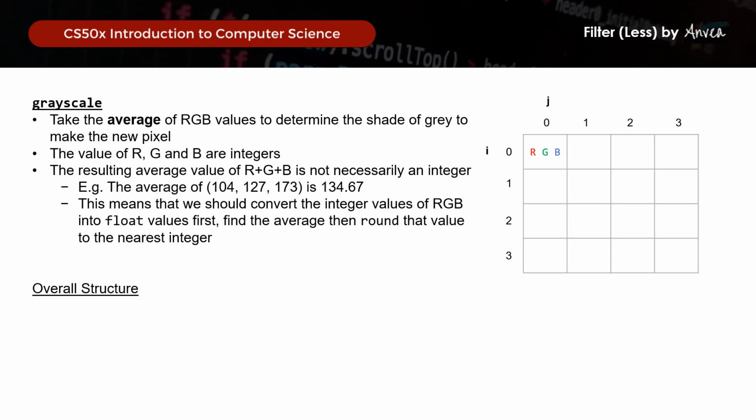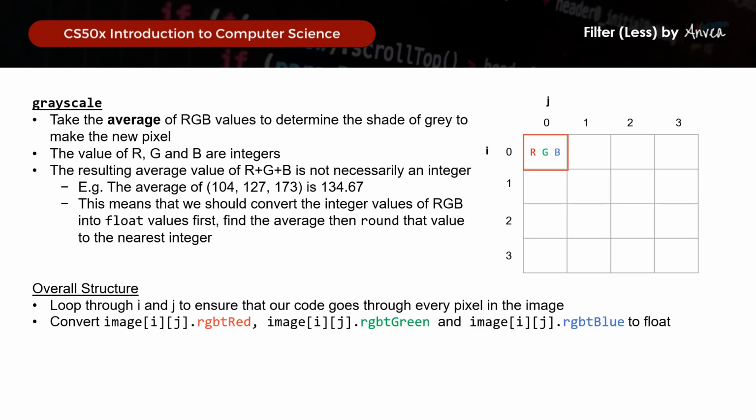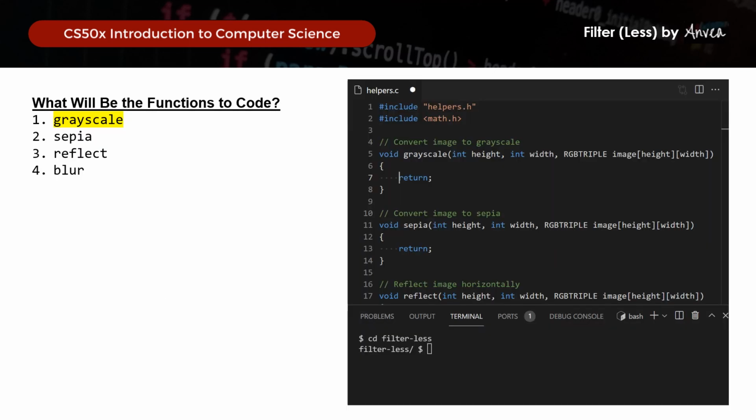So the overall structure would be, we will first loop through i and j to ensure that we look through every pixel in the image. Then we will convert each of these RGB values to float. We will find the average and we will update each of these values to the new average value that we have found. So let's put this in C.